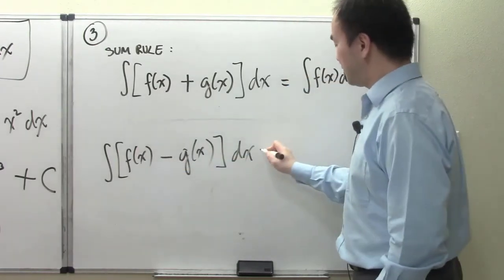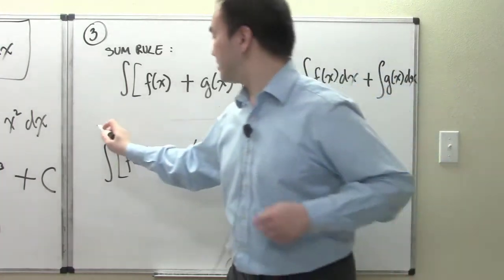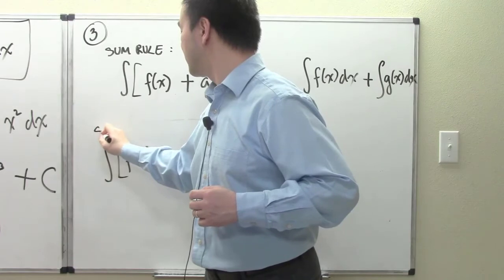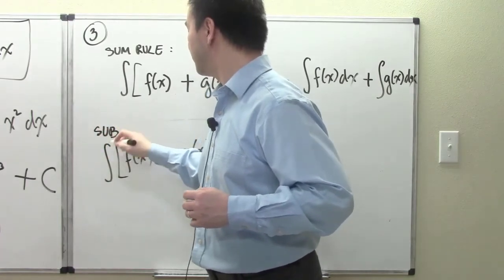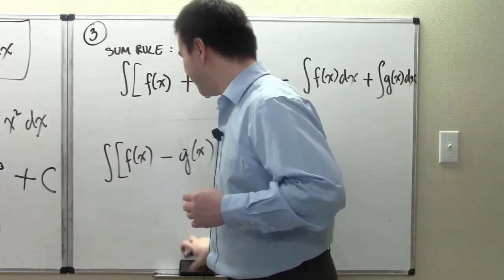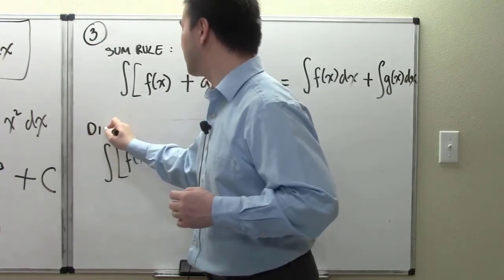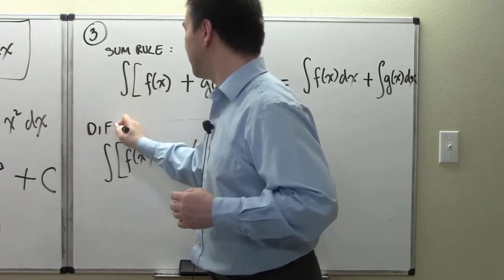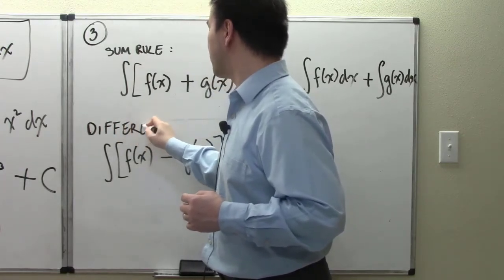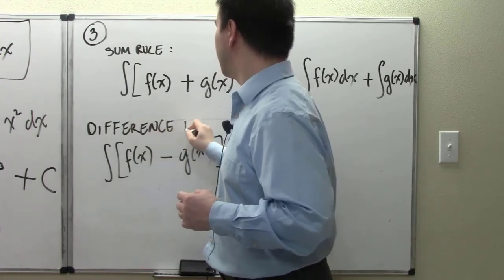Okay, so now here we call that the subtraction rule. Actually, that's not a good way of saying it. The formal term is the difference rule. This is the sum rule, and this is the difference rule, because here we have a difference of two functions. Okay, so the difference rule.